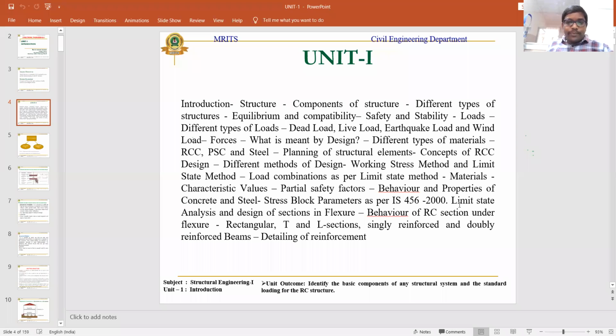So stress block parameters we have discussed according to IS 456:2000, limit state analysis and design of sections in flexure. If you take any beam, it will have some deflection due to the application of load, so we need to find out the bending effect, flexure. Behavior of RC sections under flexure, rectangular, T, and L sections: here we are going to design sections based upon the T section and L section, and we can also design singly reinforced and doubly reinforced beams. Then detailing of reinforcement.